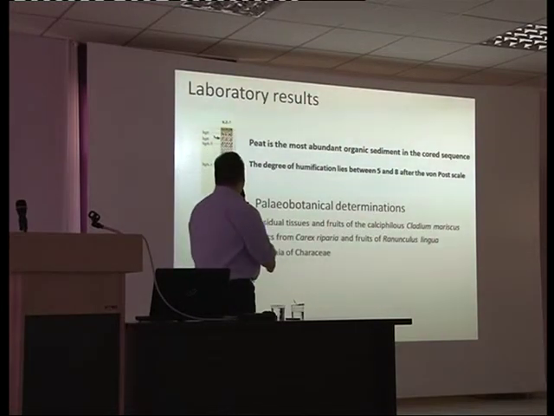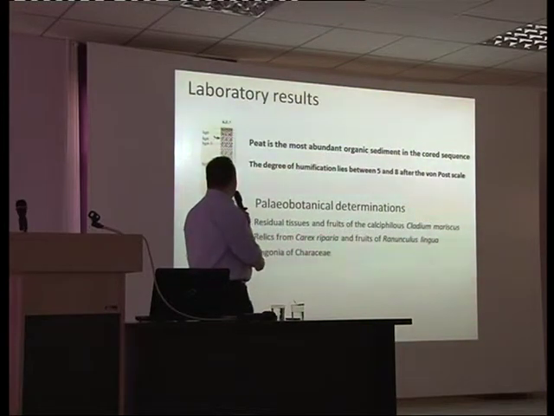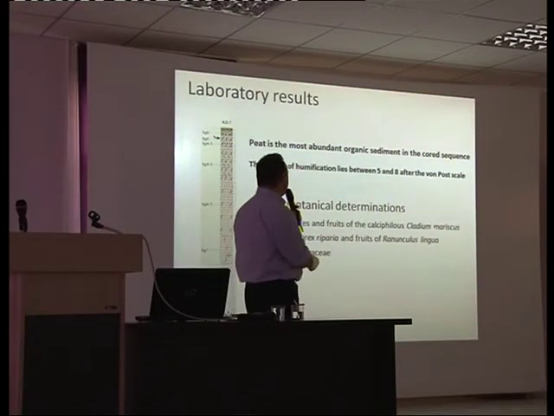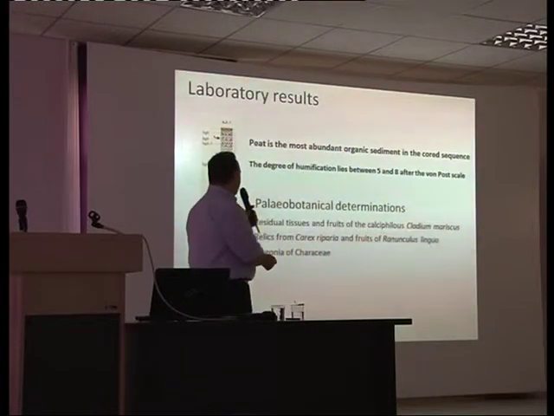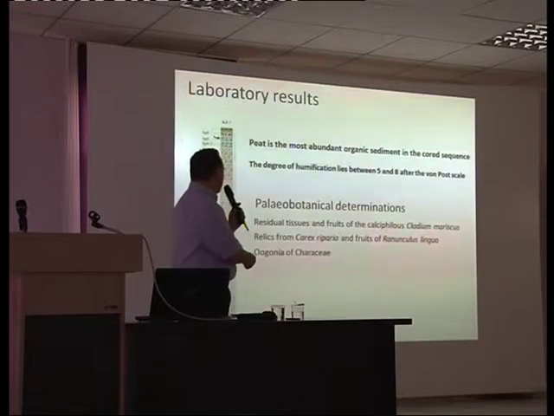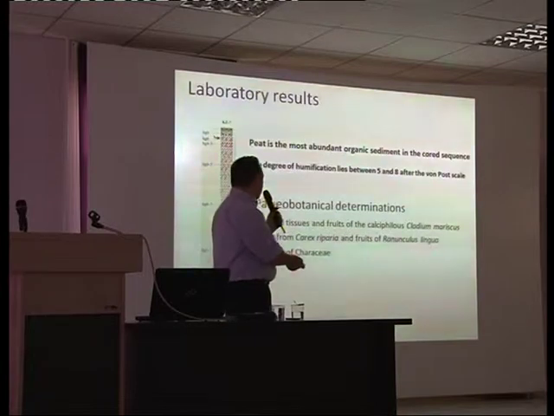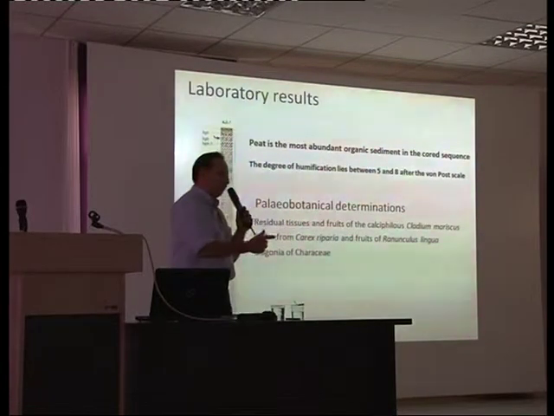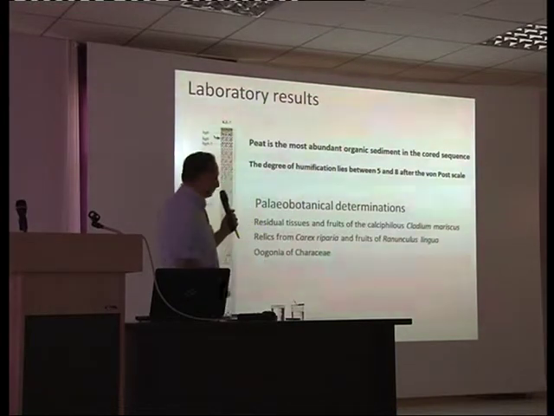We made some paleobotanic determinations, and we found that the peat has many residual tissues and fluids from Cladium mariscus. They like a calciferous environment. There are also some relics of Carex riparia and fluids from Ranunculus lingua. There are plants like loofah, like that. And we found also Chara.